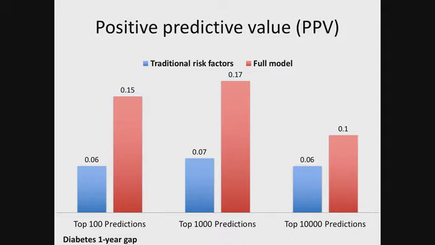Now, the reason why you might be interested in different levels is because you might want to target different interventions depending on the risk and cost. For example, a very low-cost intervention, one of the ones that we did, was sending a text message to patients who are suspected to have high risk of developing type 2 diabetes.